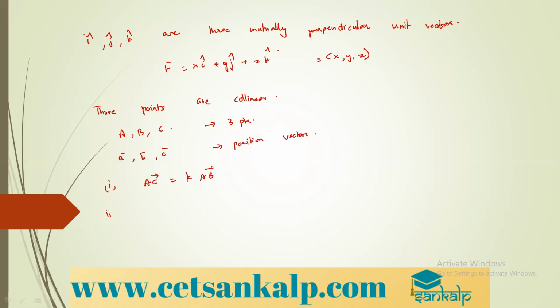Otherwise, there is one more test also. 3 points are ABC with the same position vectors. If we can find three scalars such that x into vector A plus y into vector B plus z into vector C is equal to 0, where x plus y plus z is equal to 0, then also we can say that the 3 points are collinear.